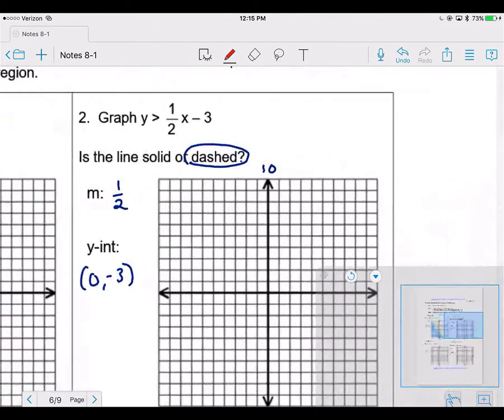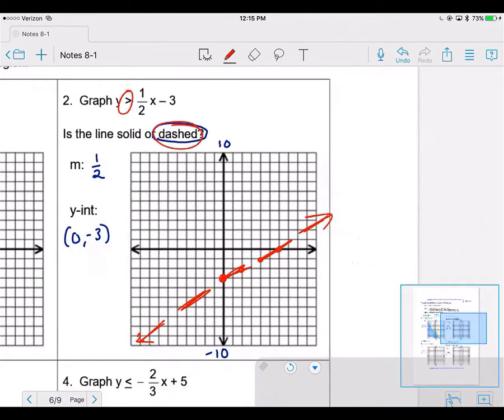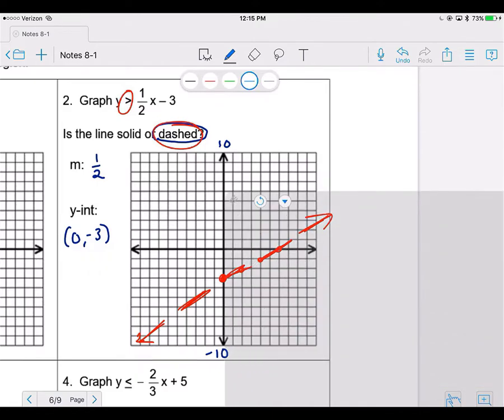So for problem 2, we still start down at negative 3. My slope is 1/2, so up 1, right 1, up 1, right 1, up 1, right 1. This one is a dashed line because of my inequality. They do not have a solid line under the inequality, so I will not have a solid line on my graph.